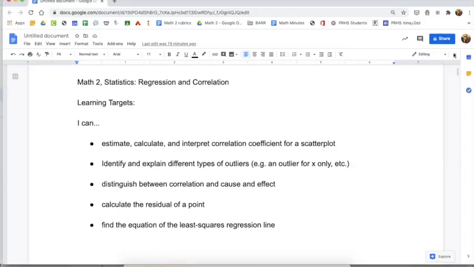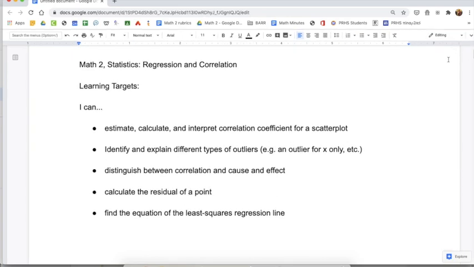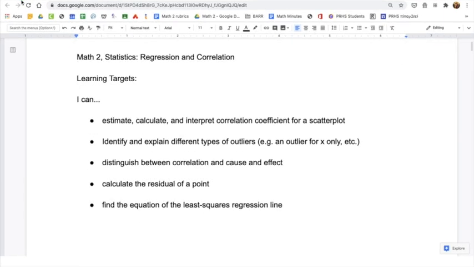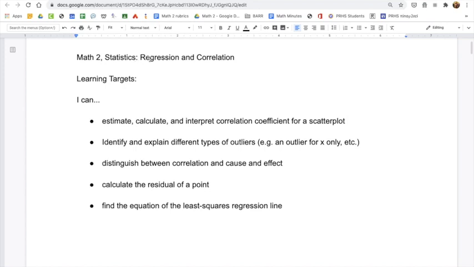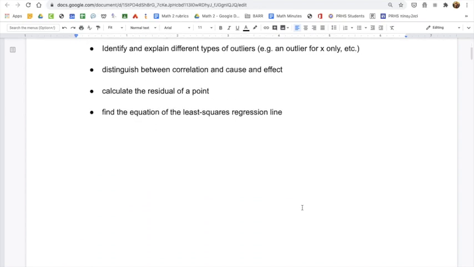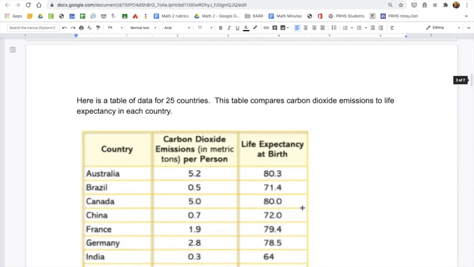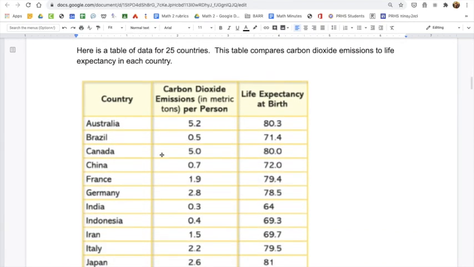I'm Mr. Franklin, and this is an overview of the Math 2 chapter on statistics called the Regression and Correlation chapter. At the beginning of the chapter, you are given some learning targets, but these can be hard to understand what they are asking for because you don't know what all these vocab words mean, so I'm going to give you a quick overview.